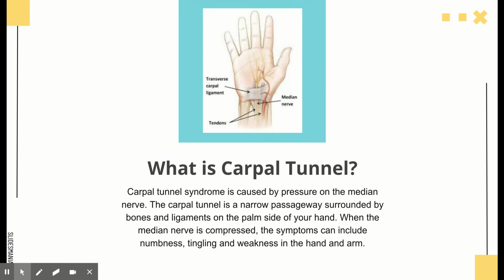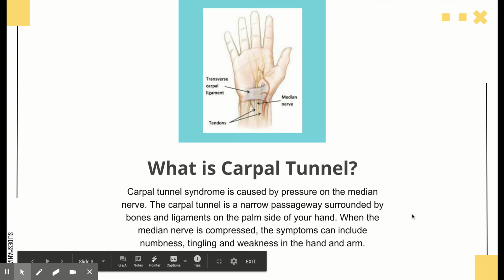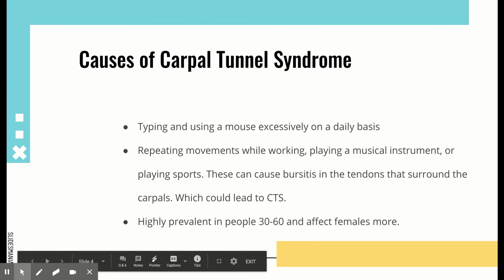Carpal tunnel syndrome is caused by pressure on the median nerve. The carpal tunnel is a narrow passageway surrounded by bones and ligaments on the palm side of your hand. When the median nerve is compressed, the symptoms can include numbness, tingling, and weakness in the hand or arm.